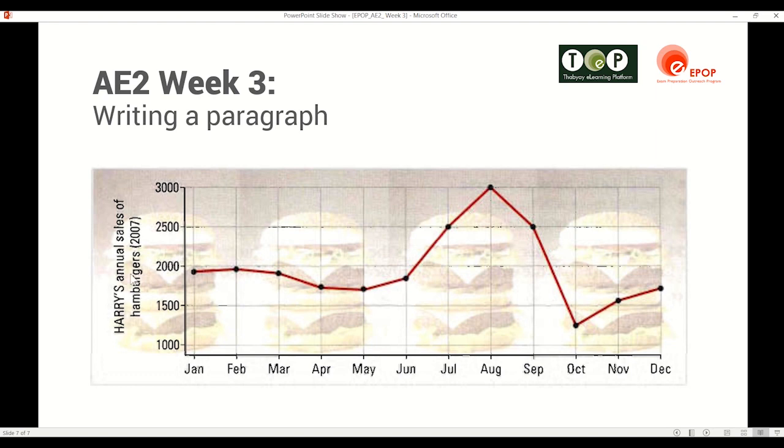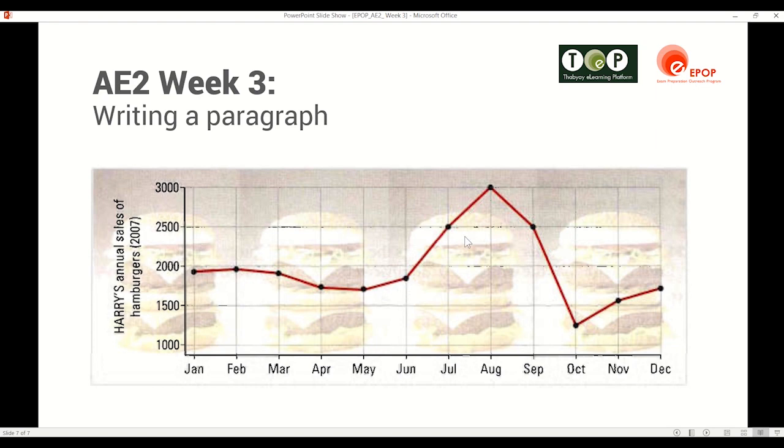So firstly, the graph shows that between January and March that the sales of hamburgers remained relatively stable at just under 2,000 hamburgers per month. Then between March and May, the number of hamburgers sold declined slightly to around 1,750 hamburgers sold in the month of May, before rising again slightly to around 1,800 hamburgers sold in June.